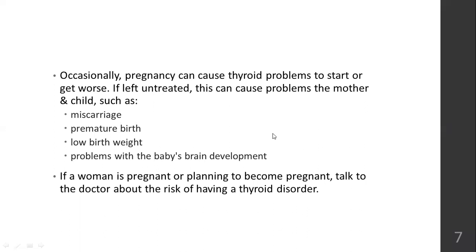Problems with the baby's brain development, as I mentioned, in the fetal life and also in the first few years of life after birth. Iodine is important. Thyroid hormone secretion is important for growth and development of the central nervous system. If a woman is pregnant or planning to become pregnant, you have to talk to the doctor about the risk of having any thyroid disorders. Accordingly, some medications will be given to continue the pregnancy.